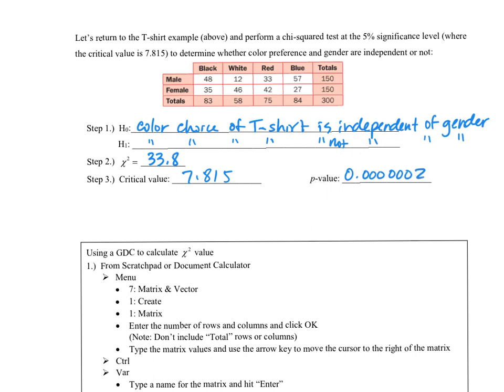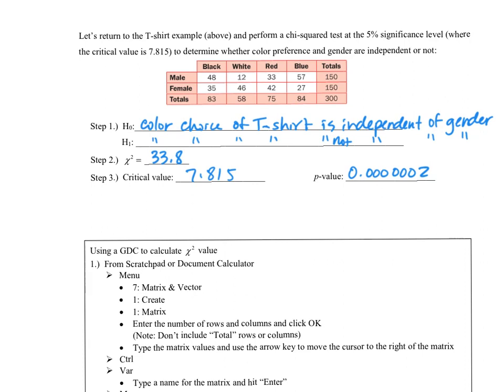Okay, so now we're ready to make a conclusion. So let's do it two different ways. What you'll usually do is just compare the critical value. You'll compare the critical value to the chi-squared value. So let's do that. Let's make a comparison of chi-squared and critical value.